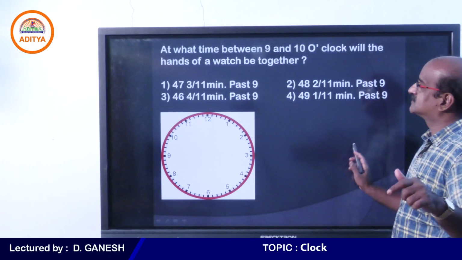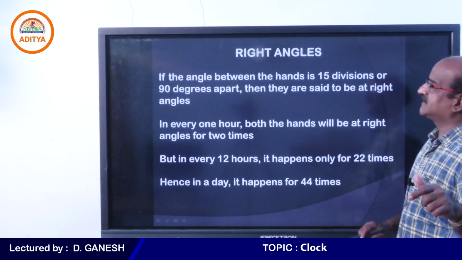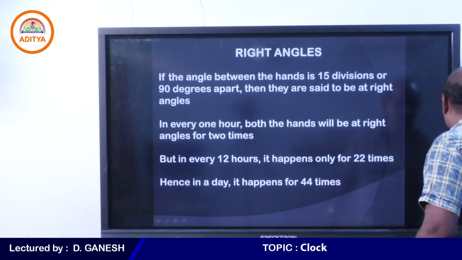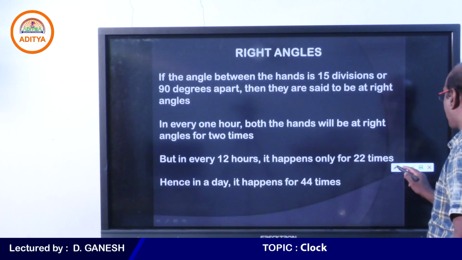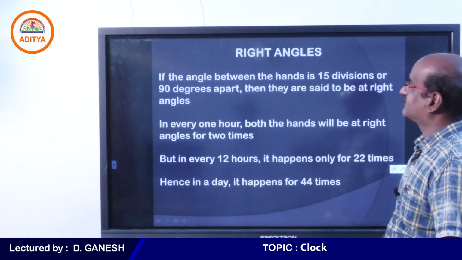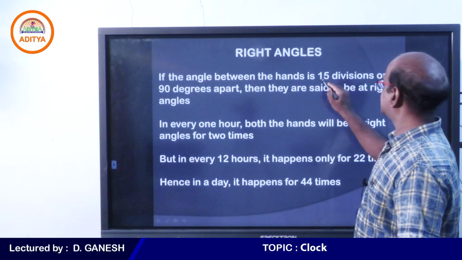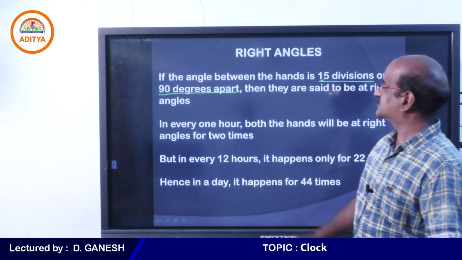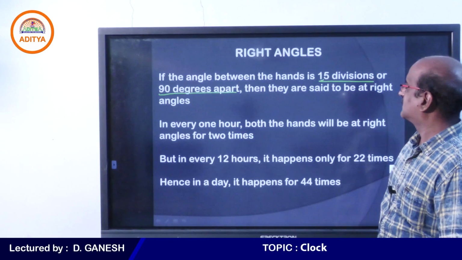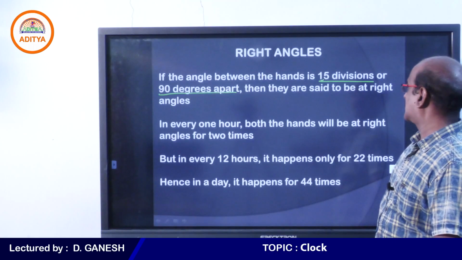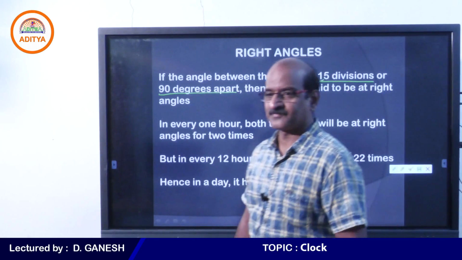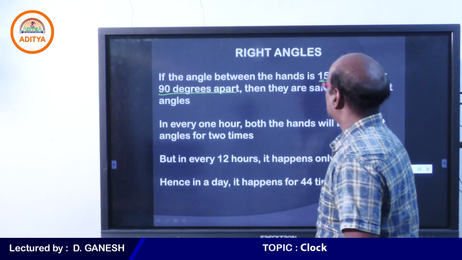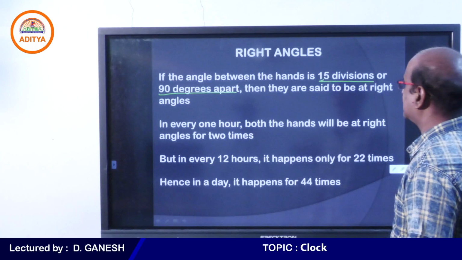Yes, my dear students. Now here we go. This is right angles. Please note down this point. If the angle between the hands is 15 divisions or 90 degrees apart, then they are said to be at right angles. As I already told you, you can simply note down.